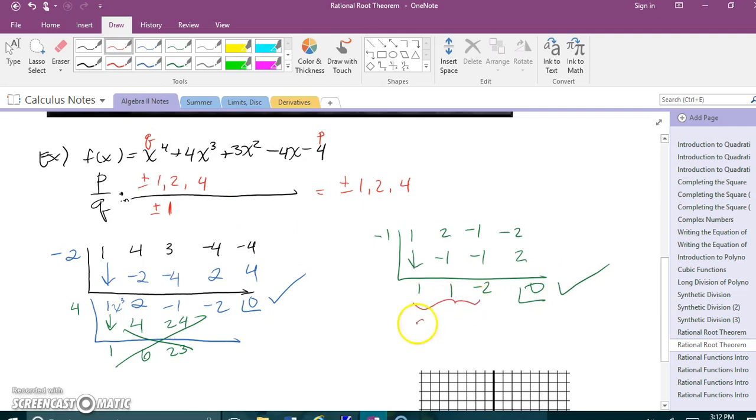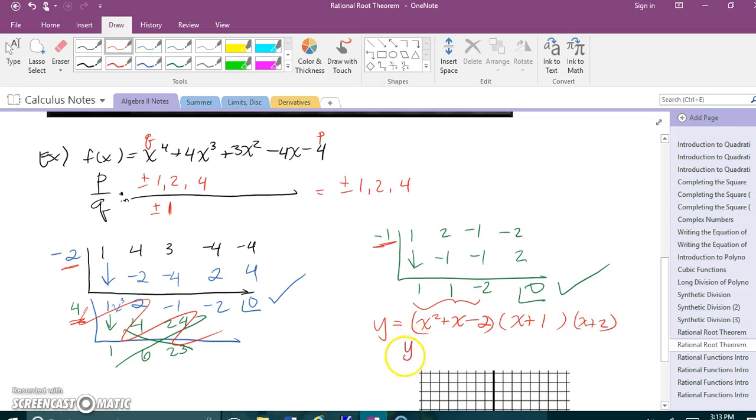Now, our resulting quadratic is x squared plus x minus 2. That'll be nice and quick to factor. And don't forget about the two factors you already found. 4 did not work. -1 worked, so that leaves me with x plus 1. And -2 worked, so that leaves me with x plus 2.